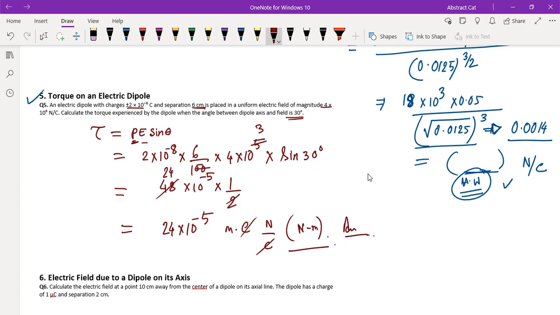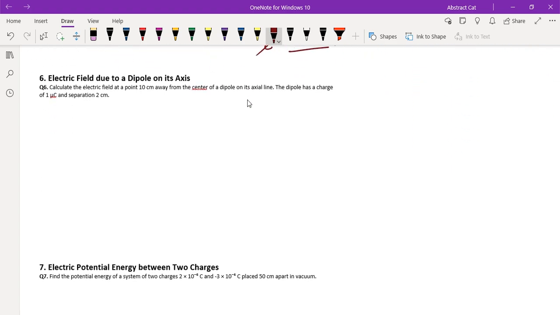Now jump to the next numerical, number 6. Very easy numerical. Calculate the electric field at 10 centimeter away from the center of a dipole on the axis line. The dipole has a charge of 1 microcoulomb. Separation is 2 centimeter. So we know the formula actually. There is a derivation and we know the formula. Just put in the values. Field at a point, so calculate the electric field E.